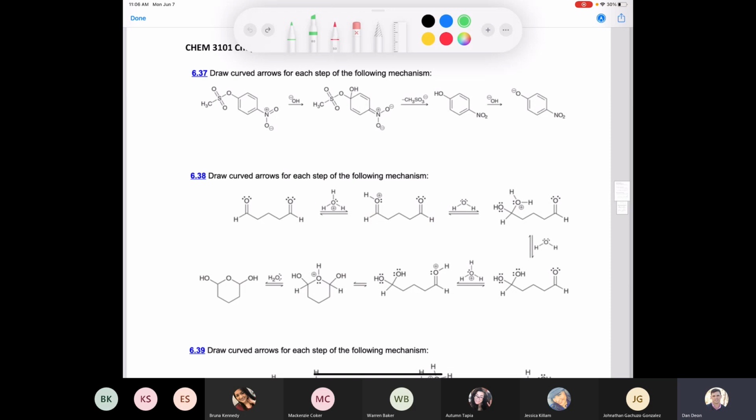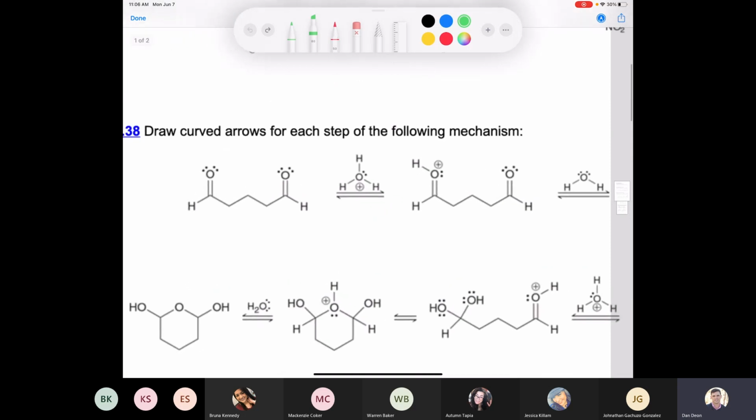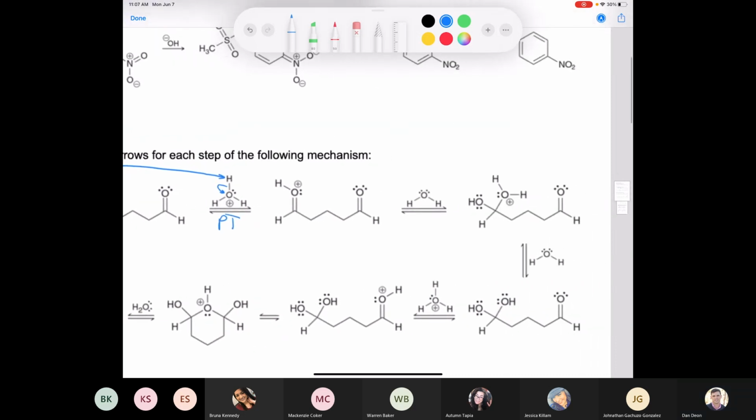So let's start with the first one. We're going from this compound that has two aldehyde functional groups, and then we're ending up with a proton over here. So this must be some kind of proton transfer, right? We're taking the lone pair, and it's going to take a proton from the hydronium, which is an acid. An acid is an electron acceptor, and it's going to accept this pair of electrons like that. So there's our proton transfer in our first step.